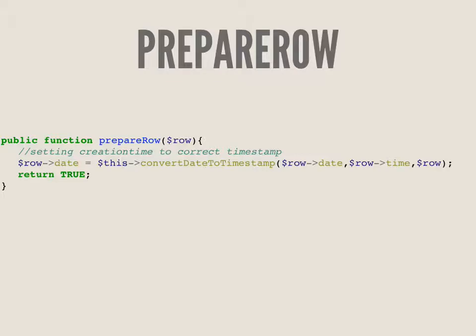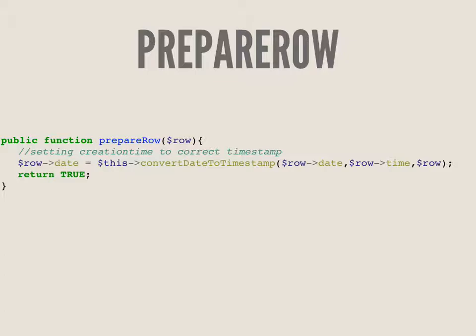Now, I was talking about massaging the data. You do this by implementing the prepareRow function. It takes one parameter, a row, and what is this row? It is an object with all the information from one particular row from your input source. And this is the last chance you get to change your data before it's mapped to a Drupal entity. And the great thing is, it returns a boolean, and if this boolean is true, this row will be imported, and if it's false, this particular row will not be imported.